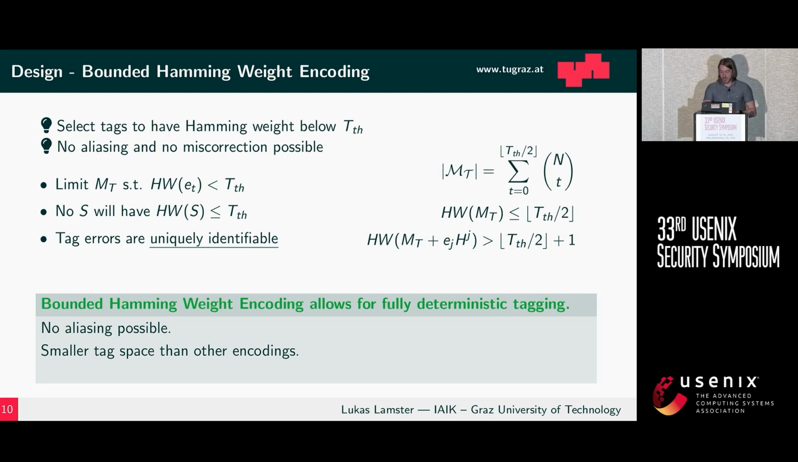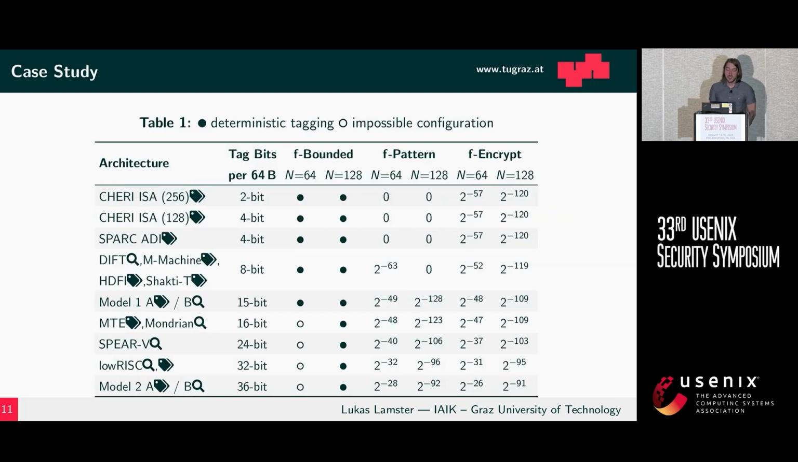With these tag encodings, we then performed a case study. So we looked up some memory tagging schemes, and we looked up how many tag bits per cache line they need, and then we checked if we can accommodate this number of bits per cache line. And with f-bounded, so the bounded Hamming weight encoding, which is the strongest encoding that we have because it's deterministic in that aspect, we find that we can offer up to 15 tag bits in the case of 64-bit memory blocks, and we can even offer up to 36 tag bits if we have 128-bit sized memory blocks.